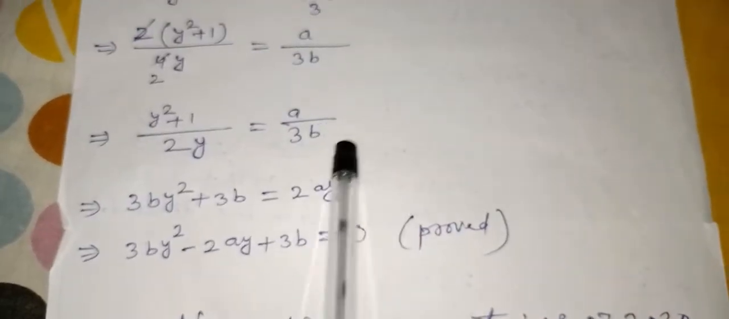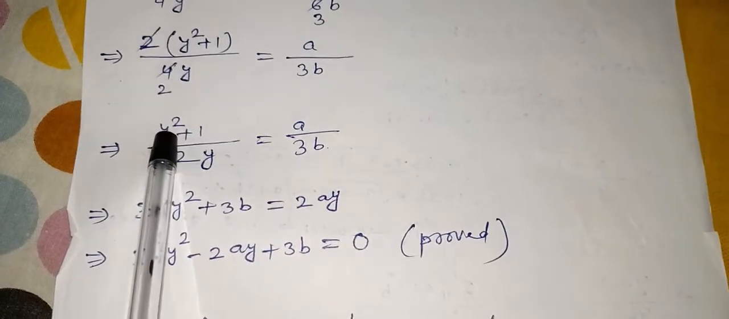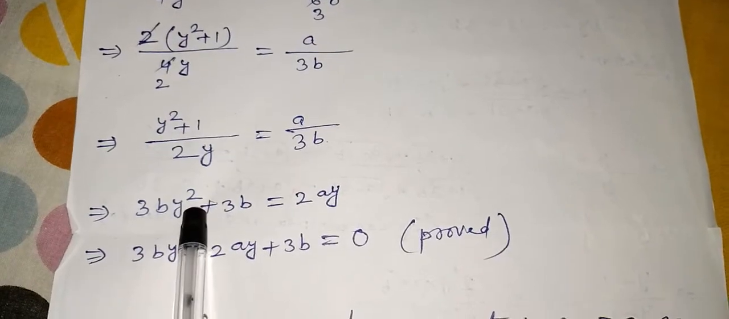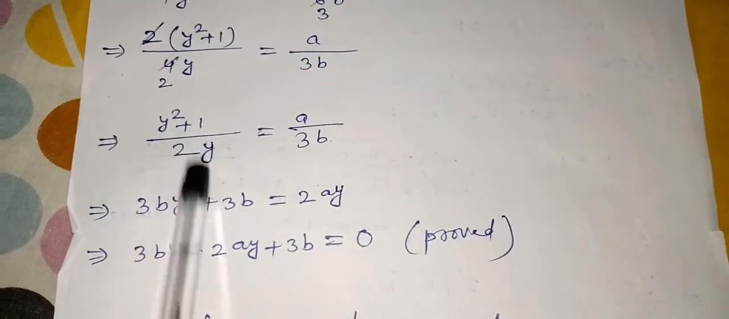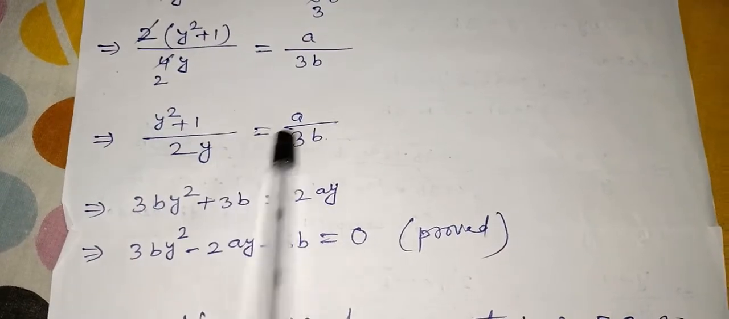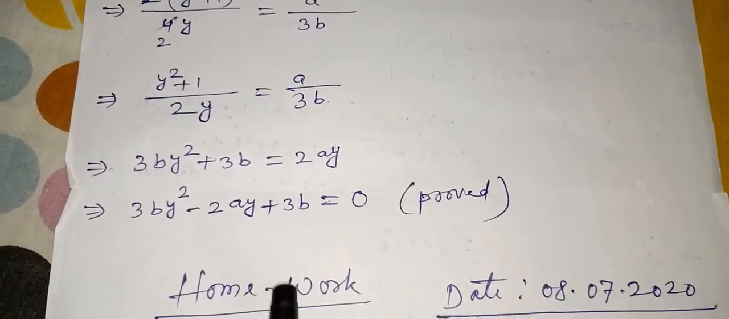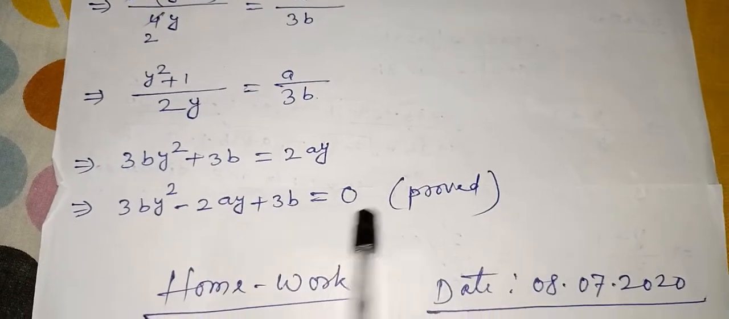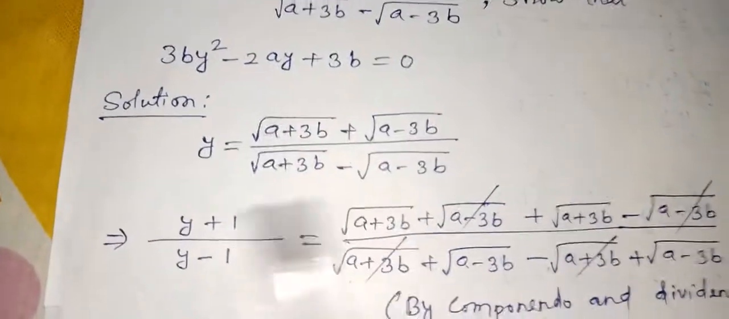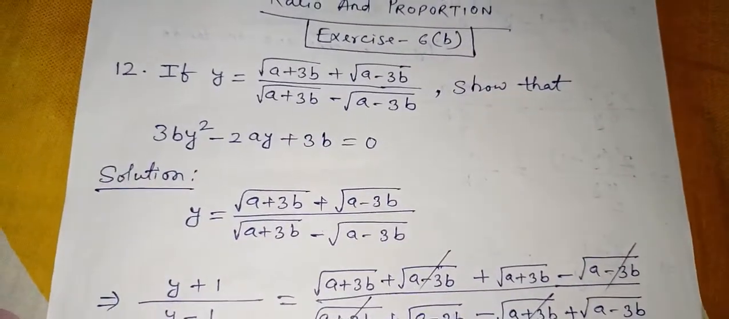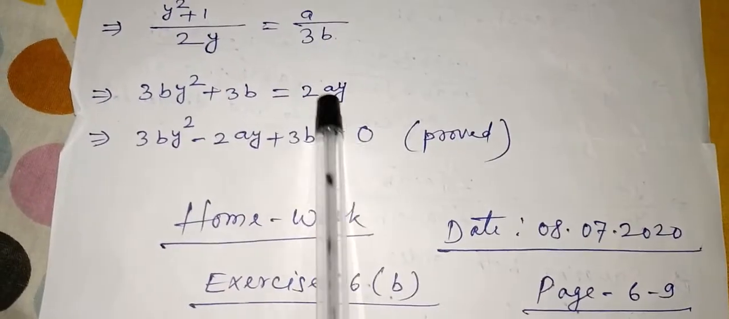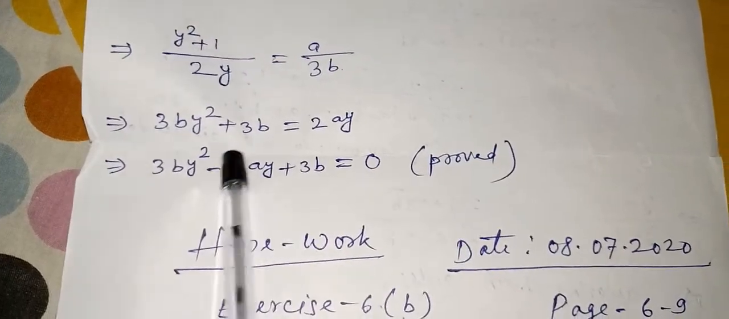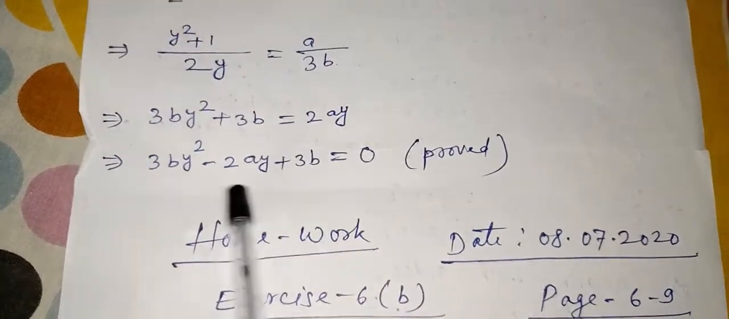Now I can cross multiply. If I cross multiply, 3b will multiply with y square plus 1. So my result is 3b y square, multiplication with y square, and 3b into 1 is plus 3b, and 2y into a is 2ay. But here you see we have to prove that 3by square minus 2ay plus 3b equal to 0. This is what we have to prove. You can see, prove or show that this is equal to 0. So the same thing came here, but what I did, I brought this 2ay to this side, and it was in the middle position, so I gave it the middle position here.